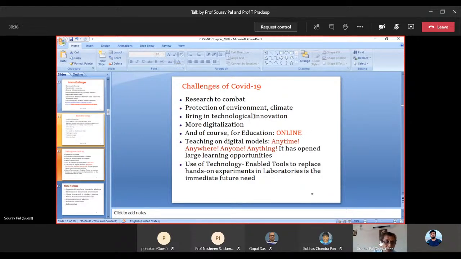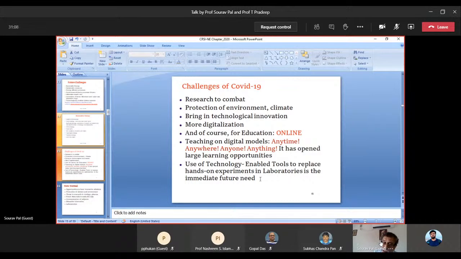I would not talk much about COVID-19, but I can tell you that COVID-19 will certainly change the way future research will be done. Not only education. Education, of course, is going to become online, but there will be a lot of efforts toward protection of the environment and climate. The environment and climate are extremely important. So lots of technological innovation has to be brought in. More digitalization will come in, and technology-enabled tools will replace hands-on experiments in laboratories. And that would be a future need.